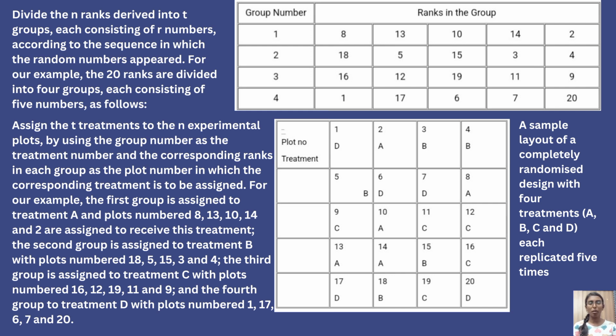The second group is assigned to treatment B with plot numbers 18, 5, 15, 3 and 4. The third group is assigned to treatment C with plots numbered 16, 12, 19, 11 and 9, and the fourth group to treatment D with plots numbered 1, 17, 6, 7 and 20. A simple layout of a completely randomized design with 4 treatments A, B, C, D, each replicated 5 times.